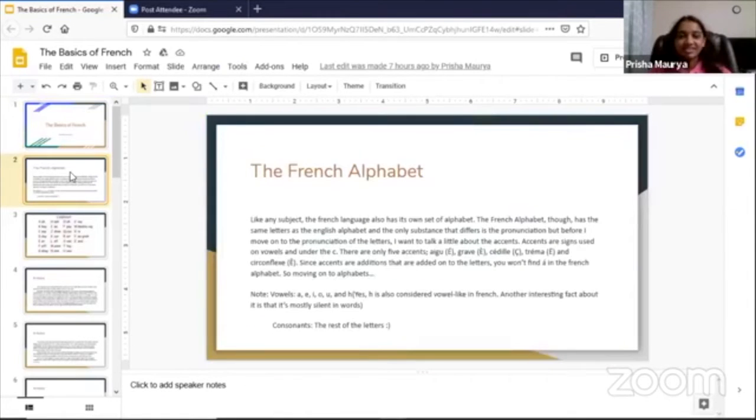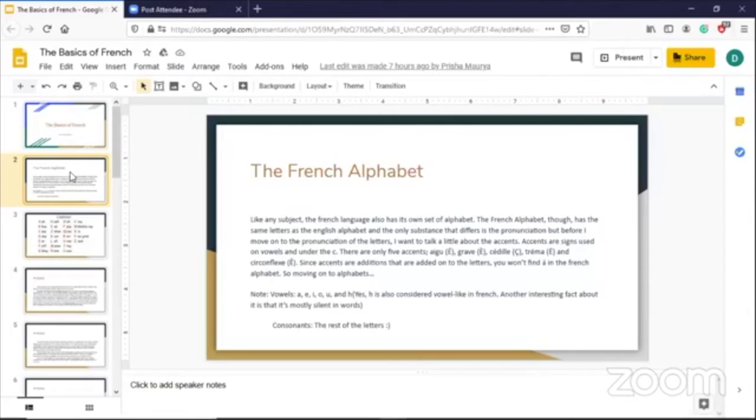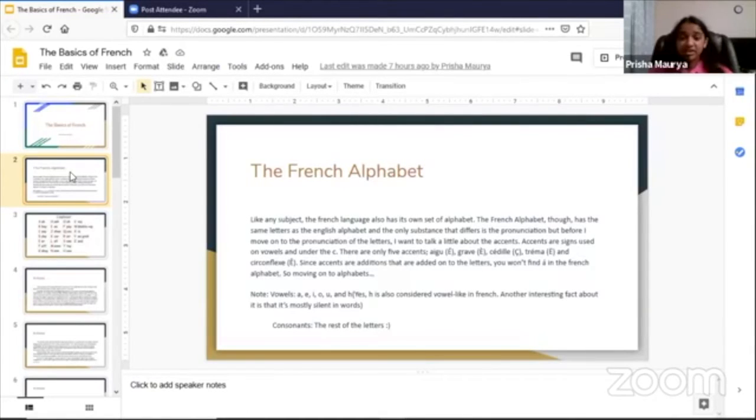The first topic that we're going to learn here is the French alphabet. Like any subject, the French language also has its own set of alphabets, and though the French alphabets are the same as the English alphabet, their pronunciation differs.